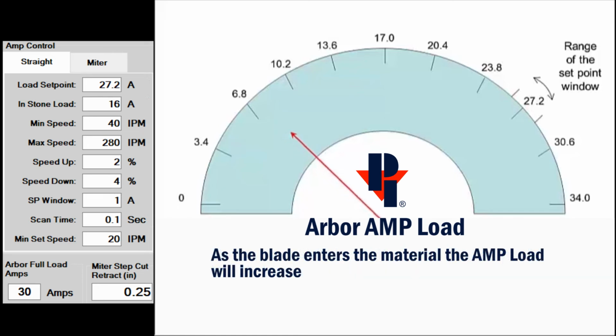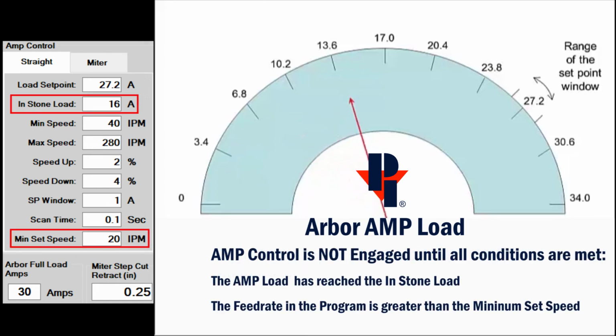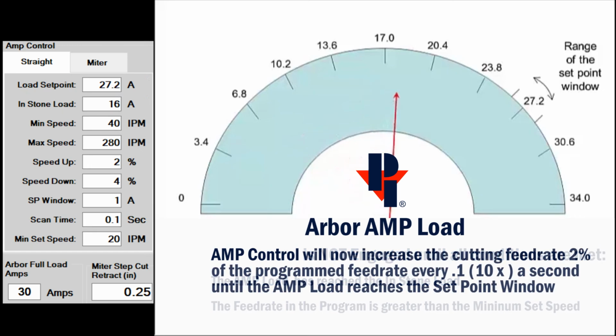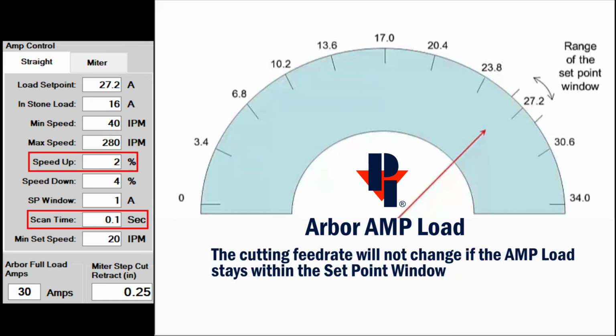As the blade enters the material, the load increases. Amp control will engage if the programmed feed rate is more than 20 inches per minute and when the in-stone load reaches 16 amps. Now, amp control will increase the feed rate by 2% of the programmed feed rate 10 times a second until it reaches the set point window. The cutting feed rate will not change as long as the amp load stays within the window.